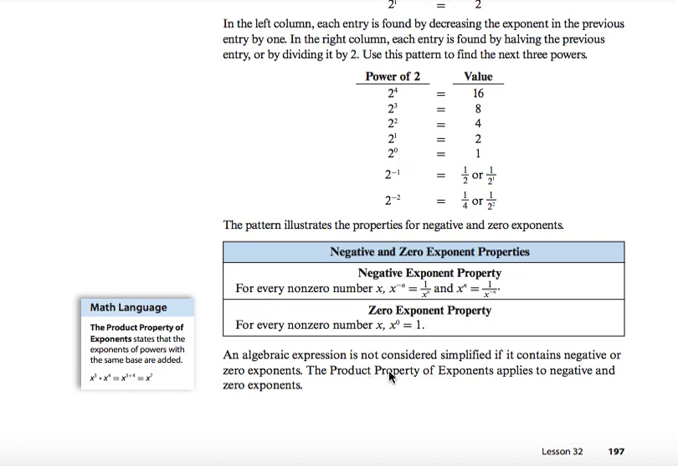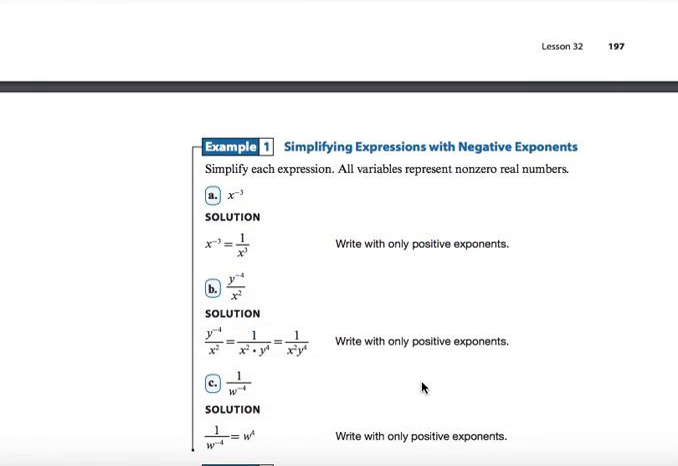An algebraic expression is not considered simplified if it contains a negative or zero exponent. The product property of exponents applies to negative and zero exponents as well. So if there's something we need to simplify, we cannot leave an exponent negative. It needs to be changed to positive, in which case you'd write it in the denominator with a 1 over the top of it. And if you have something that is being added or subtracted, the product property works. You're just going to add or subtract that negative number as well.